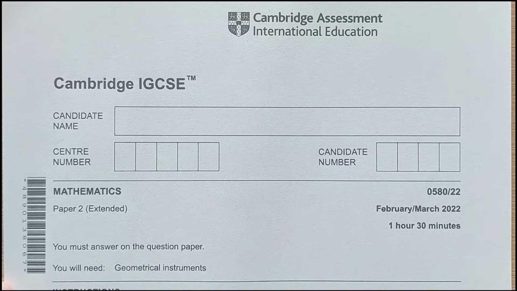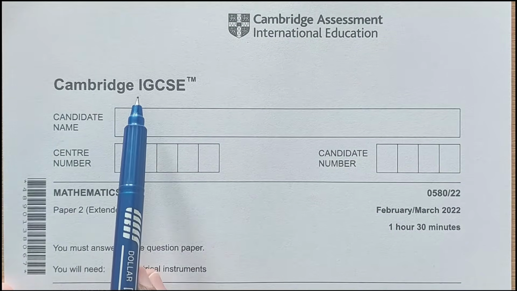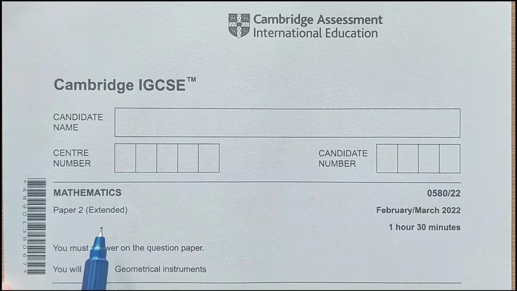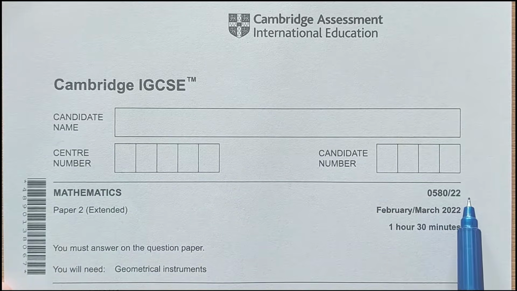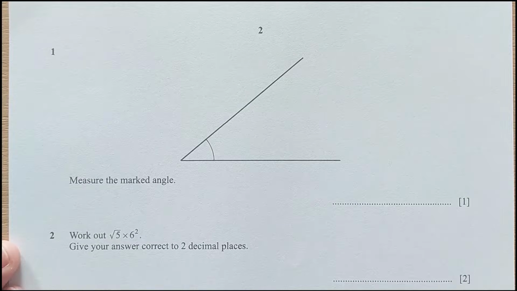Hi everyone, in this video I'm going to solve Cambridge IGCSE Mathematics Paper 2 Extended, from the February-March 2022 session. So let's start with question 1.